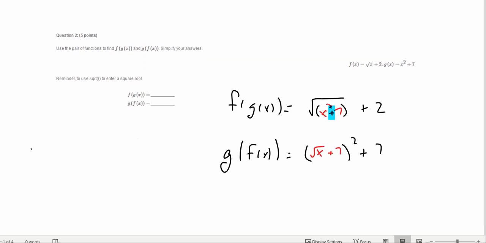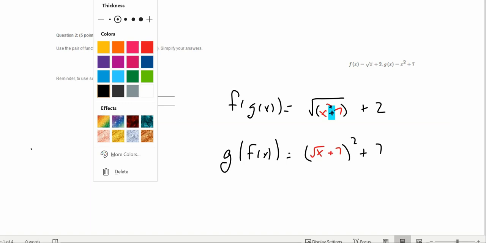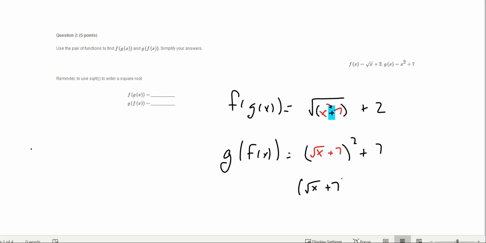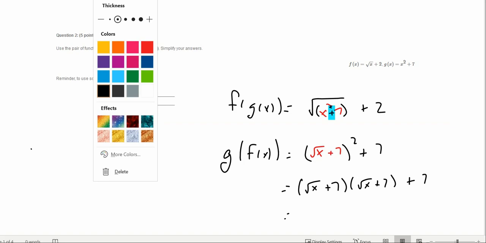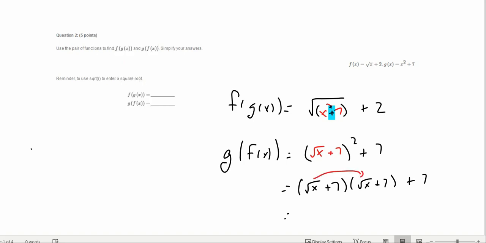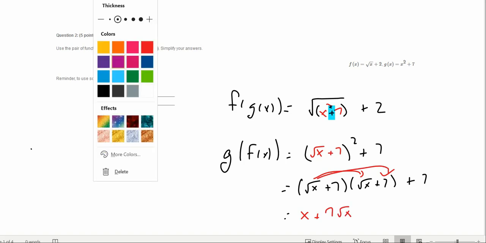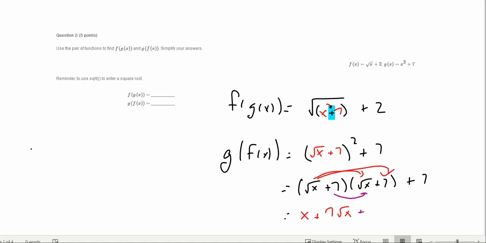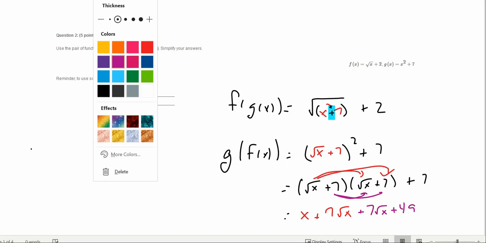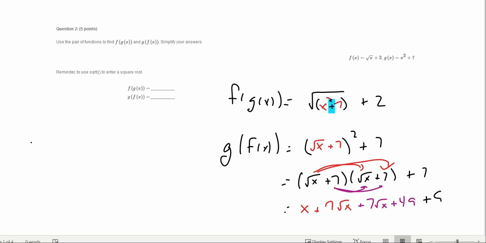Now, we can multiply that out and simplify a bit, so I'm going to go ahead and do that. Remember, this is square root of x plus 7 times square root of x plus 7. That's the squared part, right? Okay. So if I take the square root of x times the square root of x, that's just going to give me x. Then I take the square root of x times the 7 here, and that's going to be 7 square root of x. Then I'm going to distribute through the 7. That's a 7 times square root of x. 7 times 7 we know is 49, and we still have this plus 7 hanging out here at the end.